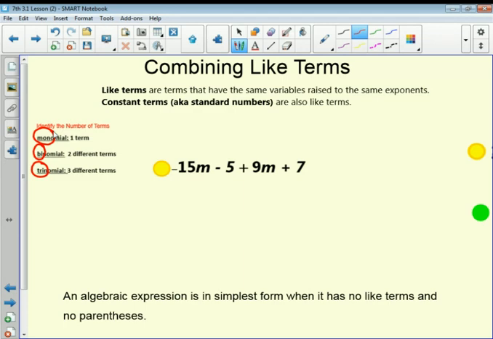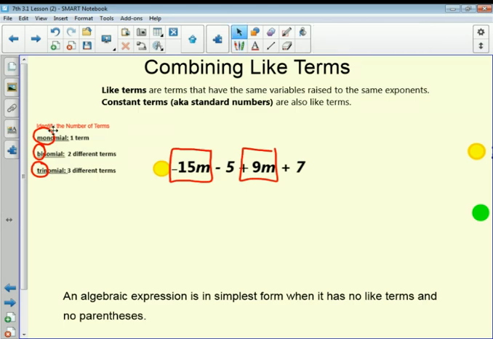So let's go ahead and test this out with a couple of problems, just so that we can work on, once again, combining those like terms and then identifying the type of term it is. So when I look at this problem, I see that I have m's and I have non-variable numbers. So we're going to go ahead and combine those. Most important part, remember, we have to include the symbol in front of each number. So when I combine these, my negative 15m and a positive 9 gives me negative 6m. And my non-variable letters, negative 5 and a positive 7, give me a positive 2, so plus 2.